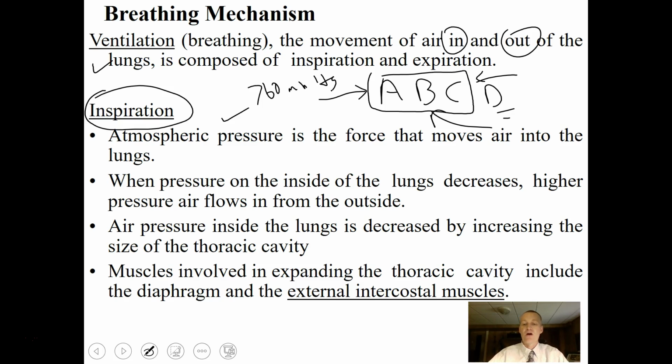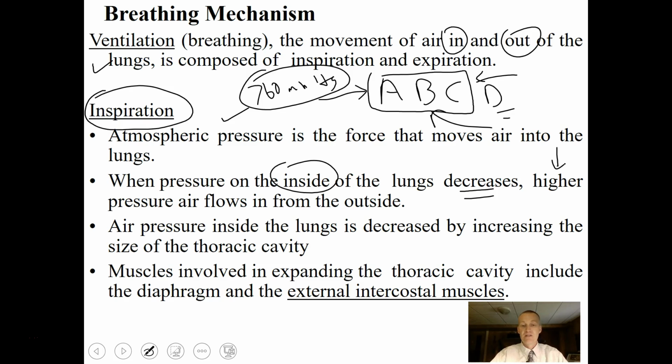So we do require, as a species, air pressure. If you go underwater, you can feel the pressure increase, so that's something you can actually feel. But sitting there right now, you probably don't feel 760 millimeters of mercury pressing on you. But this atmospheric air pressure is really important. When the pressure inside of your lungs decreases, the higher air pressure will flow naturally in. So this is just a matter of movement of pressure. So if I decrease the pressure inside my lungs, I can allow air to flow in.